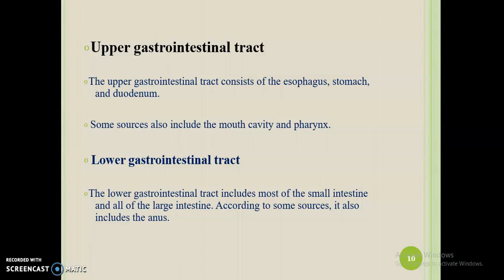The gastrointestinal tract is made up of two parts, the upper gastrointestinal tract and the lower gastrointestinal tract. The upper gastrointestinal tract consists of the esophagus, stomach, and the duodenum. Some sources also include the mouth cavity and the pharynx. The lower gastrointestinal tract includes most of the small intestine and all of the large intestine. According to some sources, it also includes the anus.